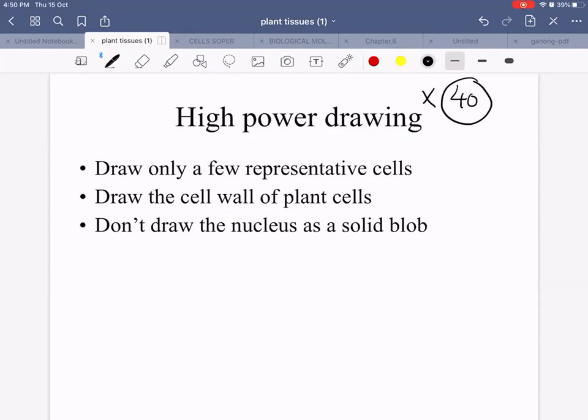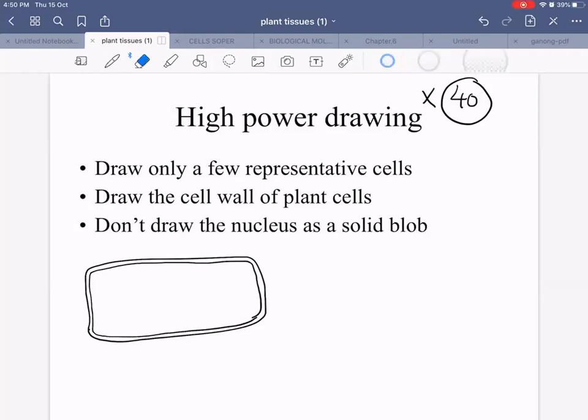For example, let's say you've been given a slide of onion and you're supposed to look at one of the onion cells and draw a high power diagram. So this is how you will draw, as you can see in the picture I'm drawing on the screen. I'm trying my best not to break lines. As you can see, I'm rubbing and redrawing it once again.